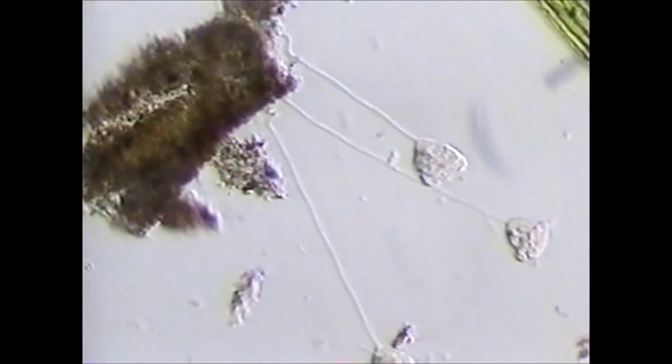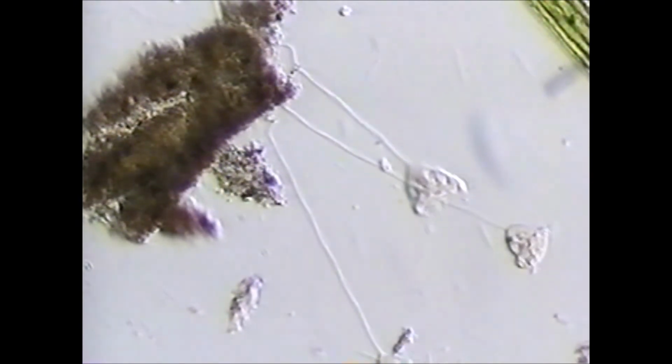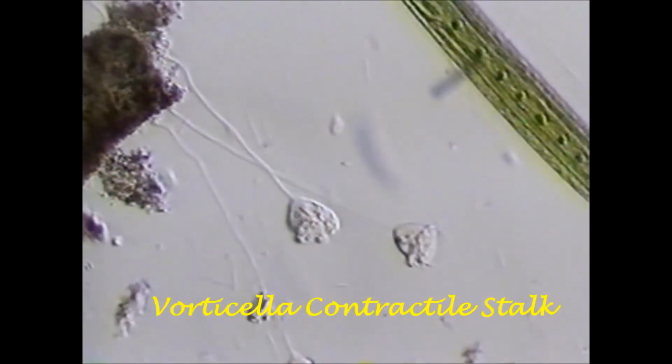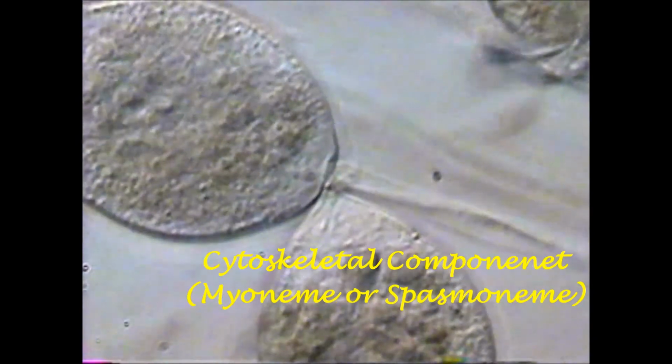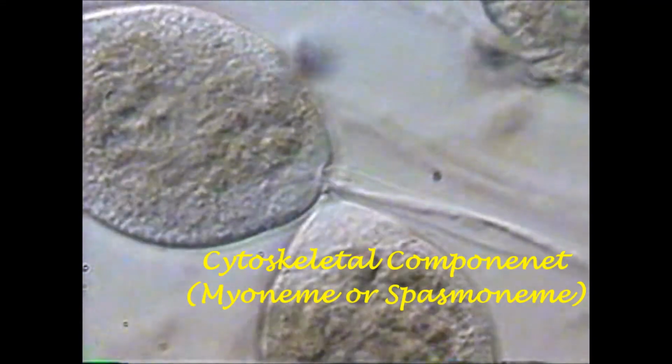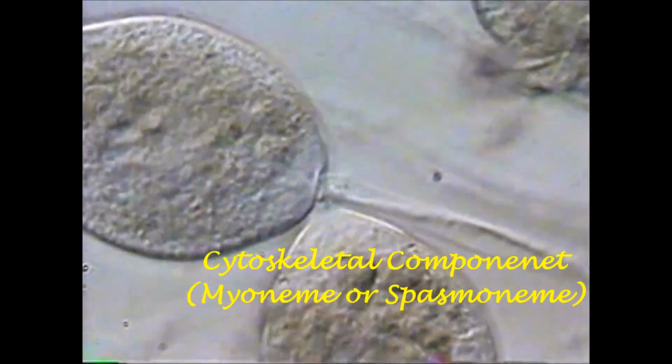Vorticella is a ciliated protozoan, usually attached to the substrate by a contractile stalk. The action of the stalk differs from most other types of movement. The contractile element, a cytoskeletal fibrous structure within the stalk, when stimulated, shortens, resulting in the stalk coiling like a spring. This is the most rapid movement known.